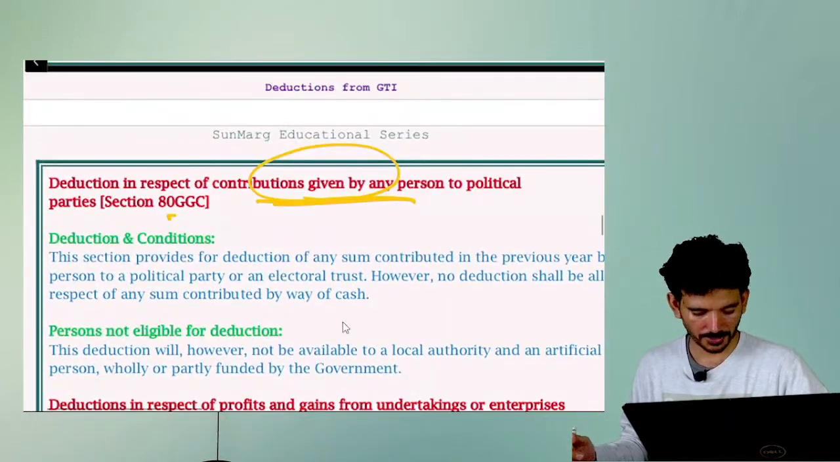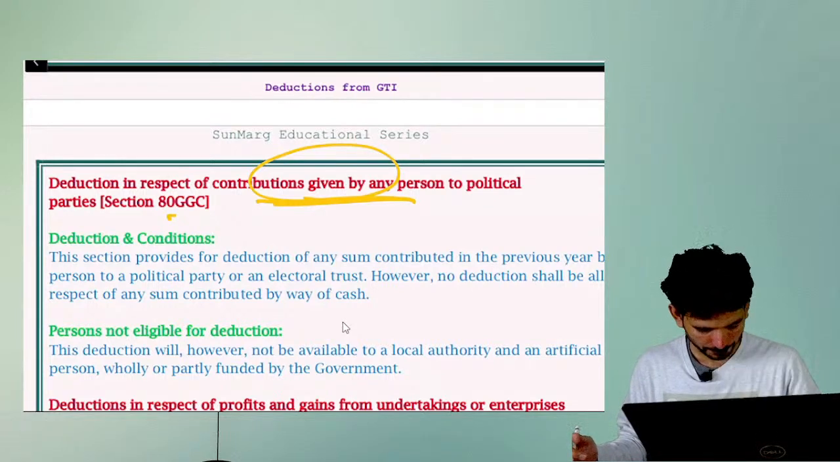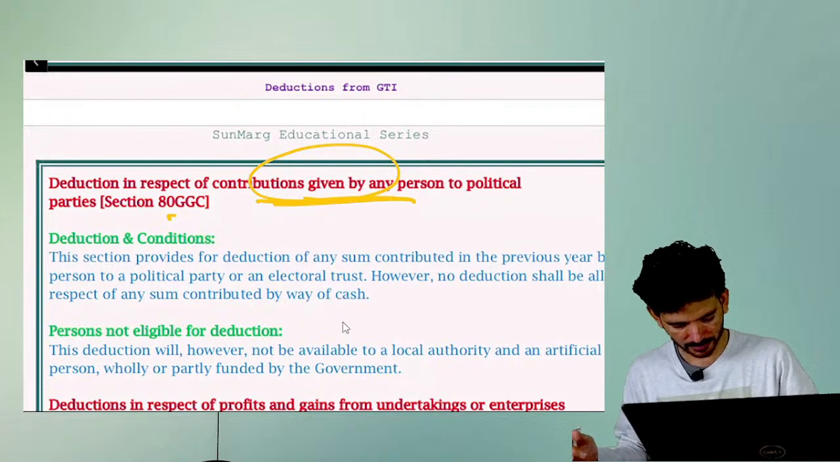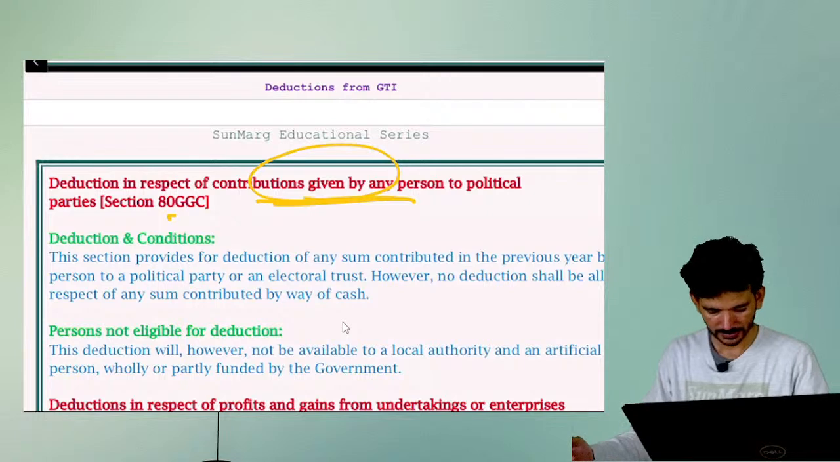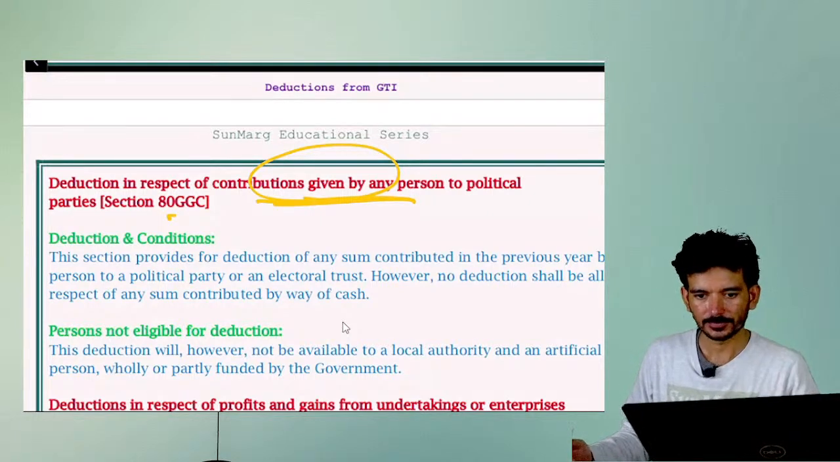Any question, guys, so far? See, the strength is losing slowly. I am assuming that the sessions are boring. Few sections I will discuss and will complete it. Okay.